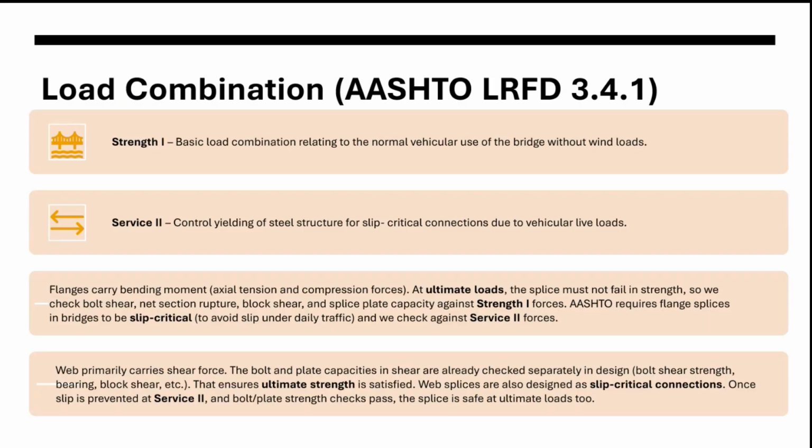So what are the different kinds of load combinations used for the splice design? The first one is the Strength I. These are all taken from the AASHTO LRFD. Strength I basically involves the combination relating to the normal vehicular use of the bridges without the wind loads into consideration.